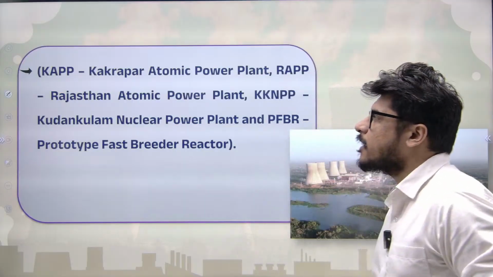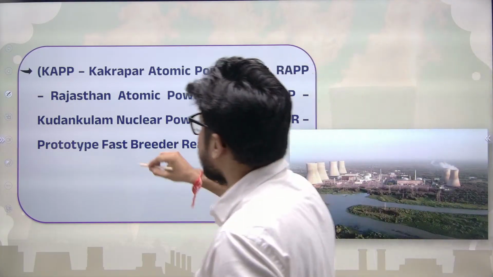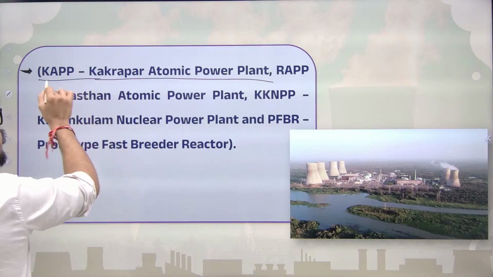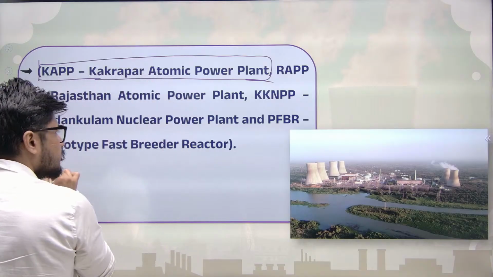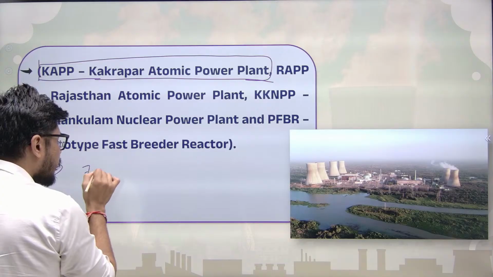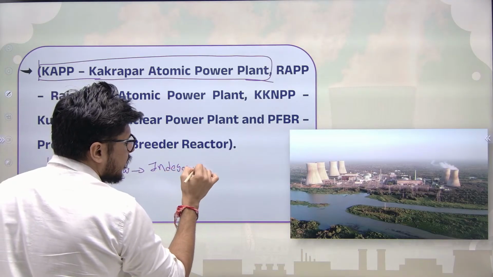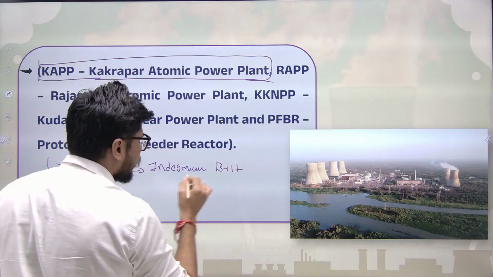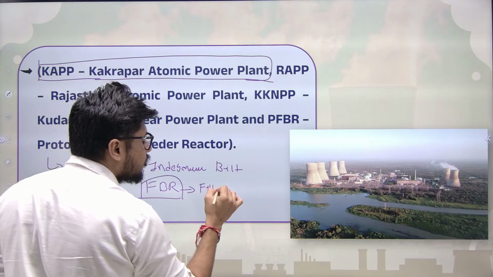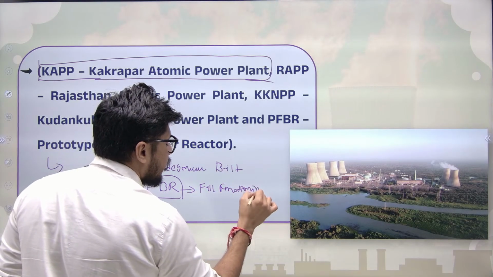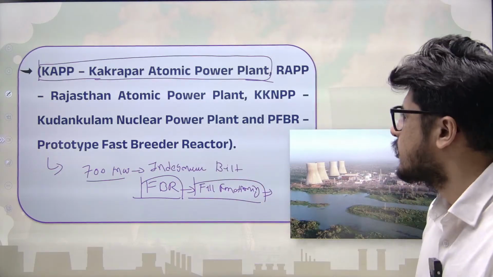In Gujarat, we have the Kakrapar atomic power plant. Some of you know it and some of you do not. This Kakrapar atomic power plant is an important nuclear power reactor in India, because we have recently inaugurated a 700 megawatt indigenously built reactor. Remember again, indigenously built. This reactor is fully functioning at its full capacity.